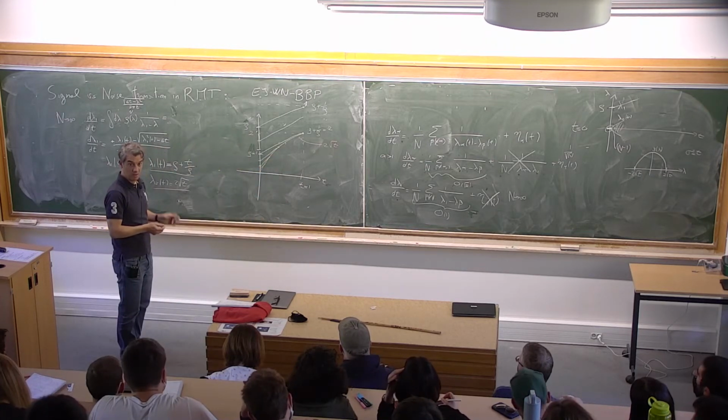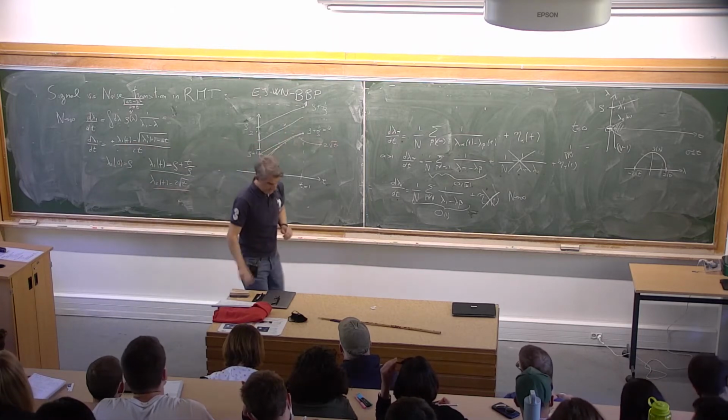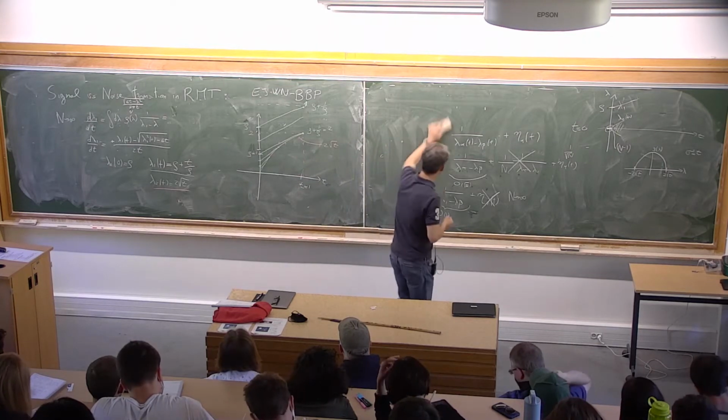So at rho equal 1, we have a transition. When rho is larger than 1, let me now draw the density of eigenvalues of the matrix plus the spike.